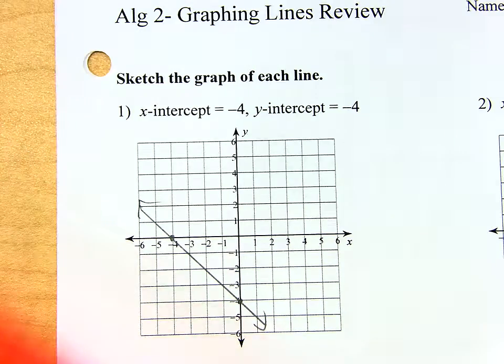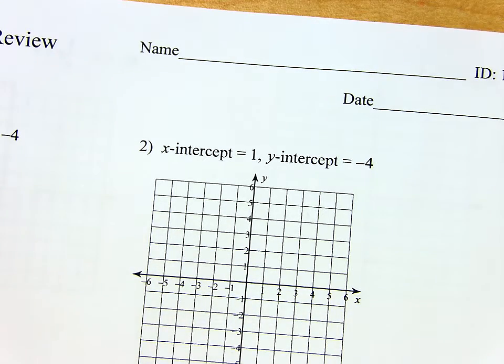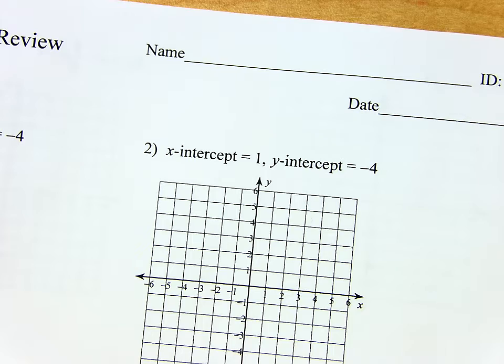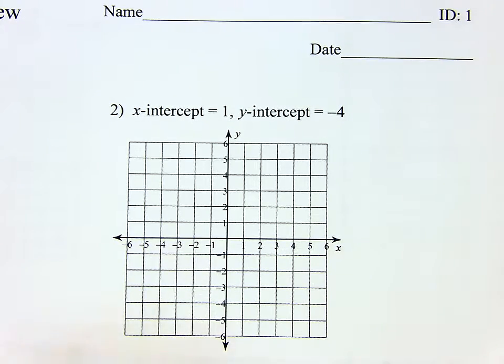So try it with number 2 here. You have an x-intercept at 1 and a y at -4.